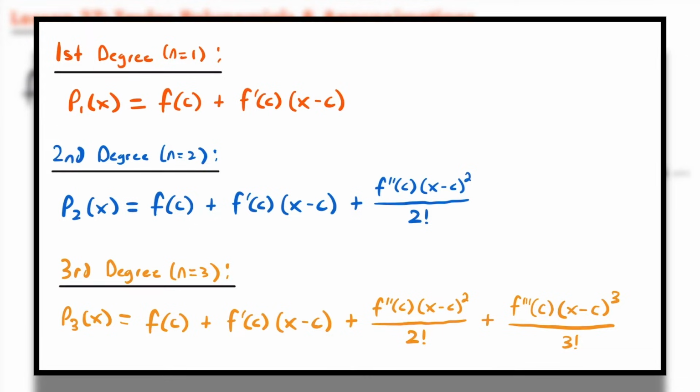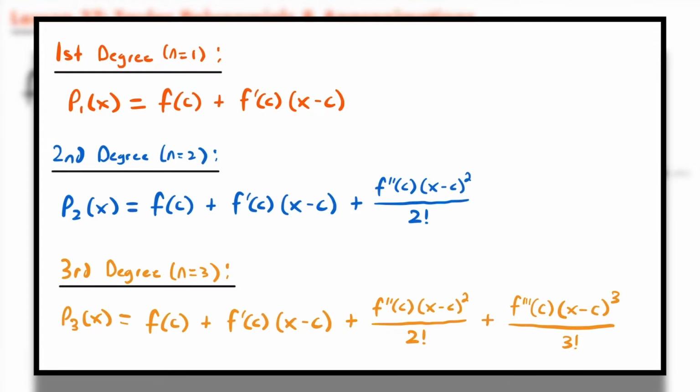Here I have the first degree, second degree, and third degree Taylor polynomials. The first degree is where n equals 1, the second degree is where n equals 2, and the third degree is where n equals 3. When n equals 1, what that says is that for that Taylor polynomial to the first degree, we're only going to have the terms from the Taylor series up until the n equals 1 term. So we have our n equals 0 term, which is f of c, and then we add that to the n equals 1 term, where we have the first derivative evaluated at c times the quantity x minus c.